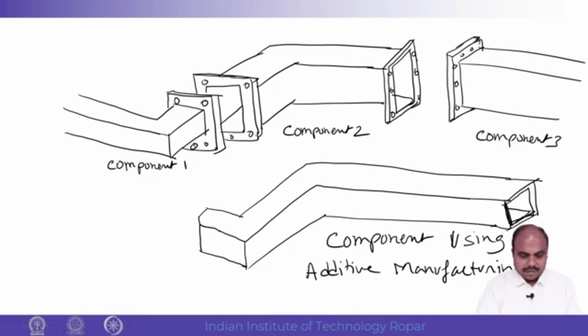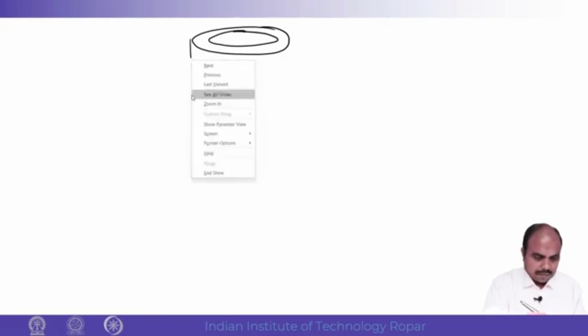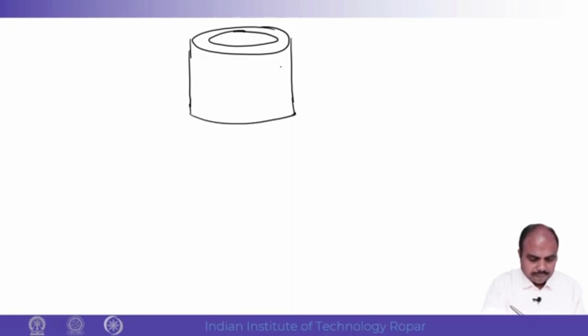So it is made with additive manufacturing. So you get the single component like this. Now we'll have another example. Imagine there is one component and it is having a hole here.